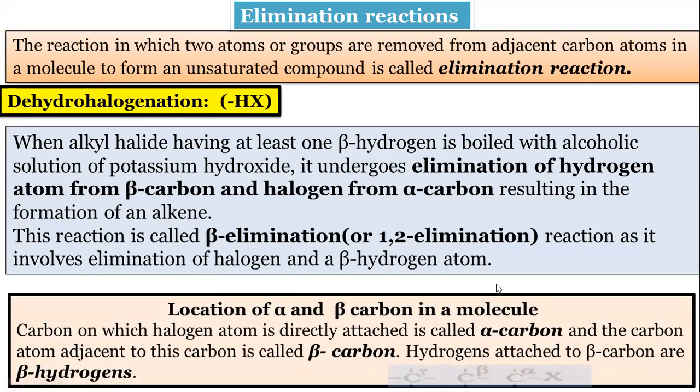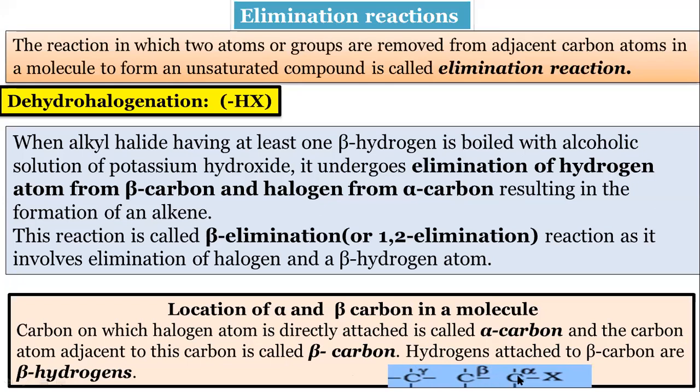See here, I will explain the location of the alpha and beta carbons. The halogen X is attached to a carbon atom. This carbon is called alpha. Nearer to this alpha, this is a beta carbon. This is alpha, beta, gamma, delta, and so on. If another carbon atom is here, it will again be beta 1 and beta 2. So you understand the location of the alpha and beta carbons in a molecule.